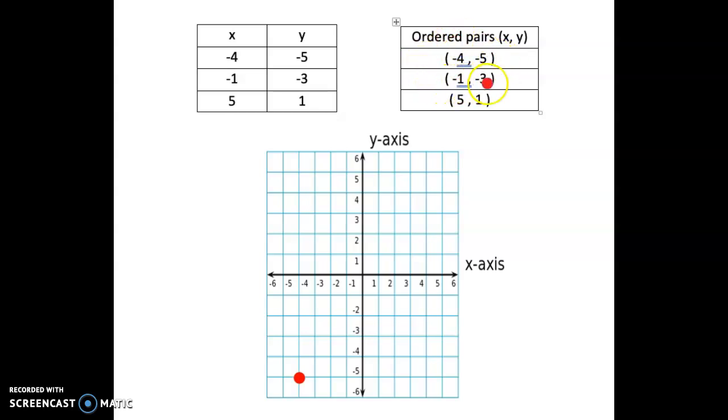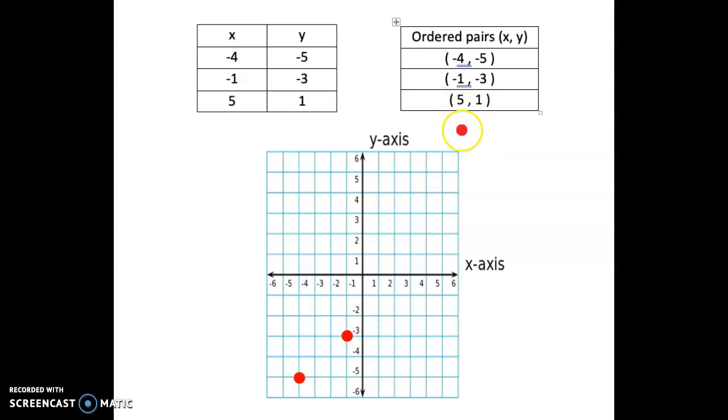The next one, -1 comma -3. From the origin at 0, 0, we go -1, so backwards 1. And then we go up or down vertically 3 spaces. So we had -3, so it's going to be down. So 1, 2, 3. And this is my point for -1 comma -3. So -1 for the x, -3 for the y. This is where they meet up.